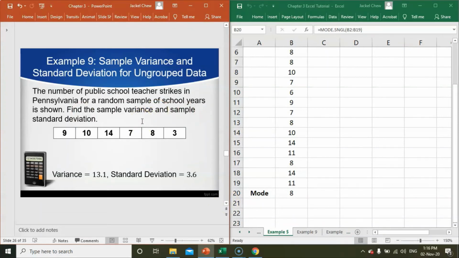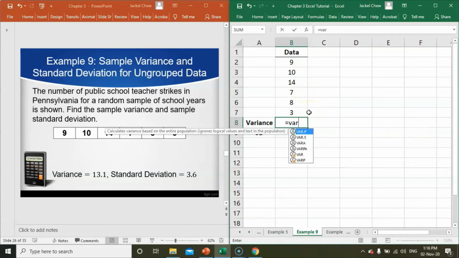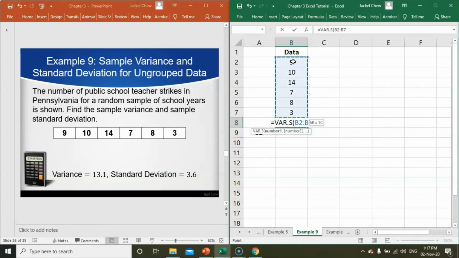Now let us see this example on how to calculate the sample variance and standard deviation for ungrouped data. Let's say we have these numbers, and I will show you how to use the Microsoft Excel tool to calculate the variance and standard deviation. So let's say I have copied the data. To find the sample variance for the given ungrouped data, we can use the function VAR.S, which represents the variance of a sample. And then we highlight the data. Then you get the answer.